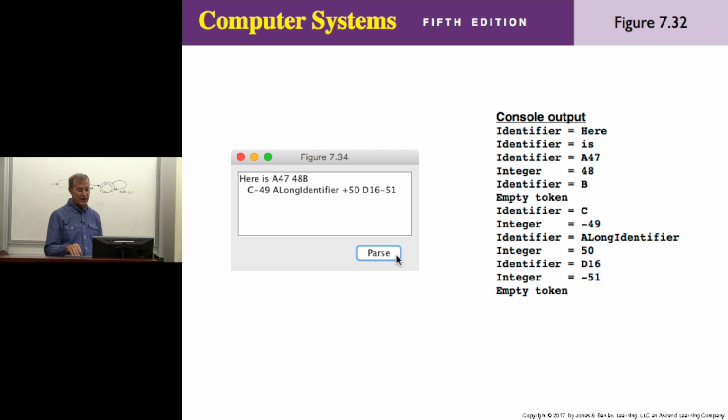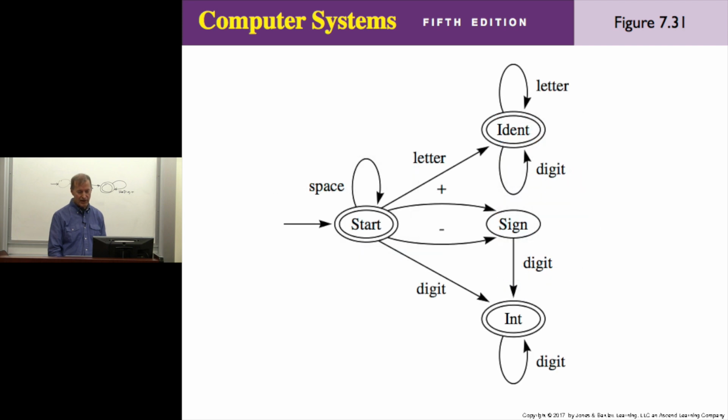Okay. But then what happens, what comes next is 48B. So the 4, when it sees the 4, that detects the what? As a digit. You see? And then the 8 is another digit. And then the B, what happened with the B? Well, that's no longer part of the token. So look, here's what's going on.